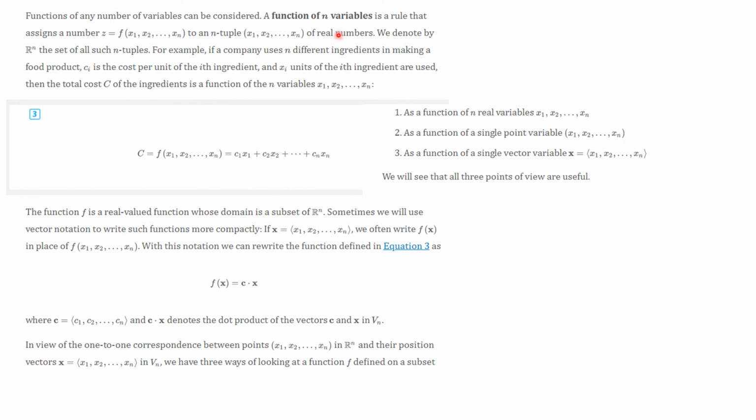And we can even go into higher variables. A function of n variables is a rule that assigns z to f of x1 through xn. And a lot of times, if this is a function, we can think about this as being a vector function. So f of x, where x is an n-dimensional vector, is z equals some vector c dotted with the vector x, and that can give us at least an equation of a linear function. So you see vectors do come into play here. Okay.